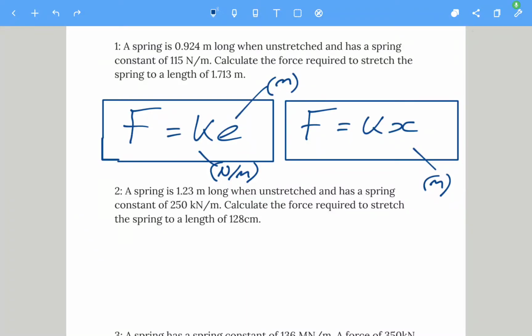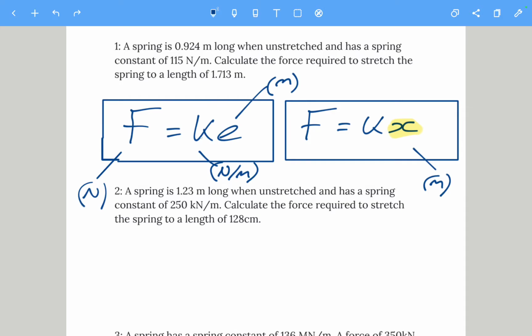This is another equation practice video, and this one's on Hooke's law, F equals KE, or F equals KX, both the same thing. So force is equal to the spring constant times extension. You might see a version where you use X instead. X just means extension as well. You can use either, it's no issue.